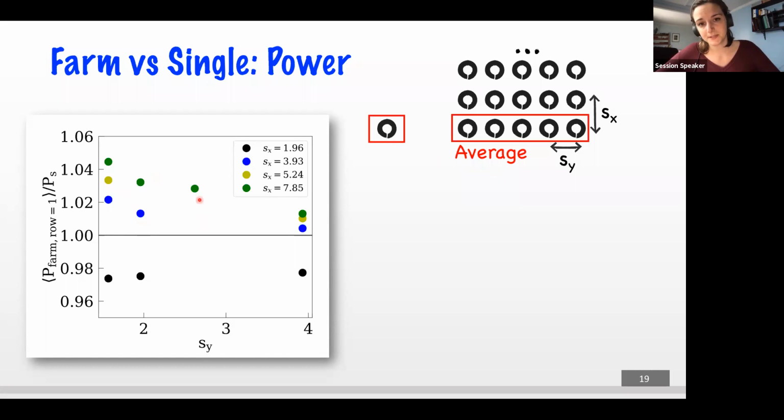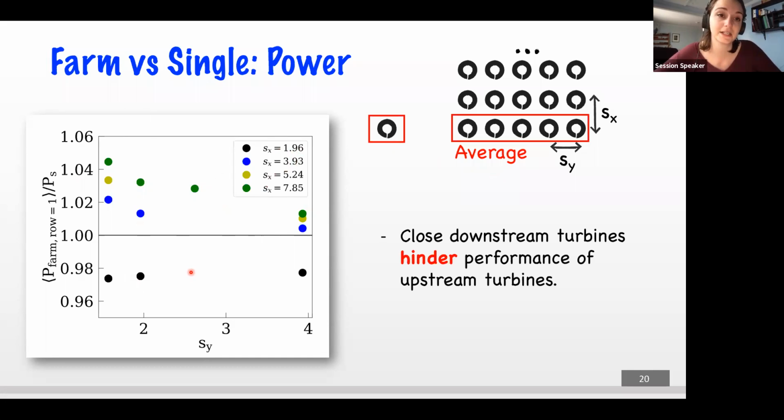When the streamwise spacing is larger, we see a similar shape or behavior as last time. But when the streamwise spacing is small, like Sx equals 1.96, you actually get values lower than 1, which means that close downstream turbines actually hinder the performance of the first row.